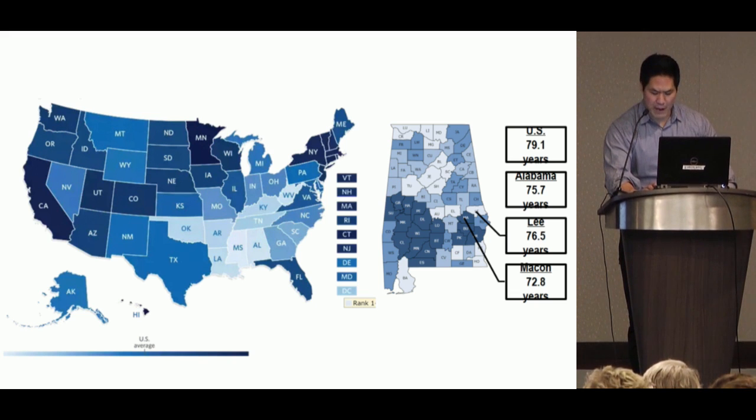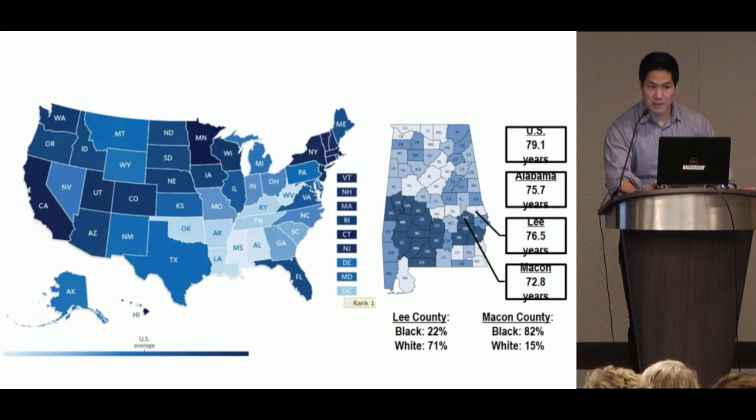So context matters. Where we are born, where we are raised, where we work, and where we live all matter for our health. And in the US, where we live and the conditions we live in are highly correlated with race. So in Lee County, 71% of the population is white and 22% of the population is black. In Macon County, these numbers are essentially reversed, with 82% of the population being black and 15% being white.